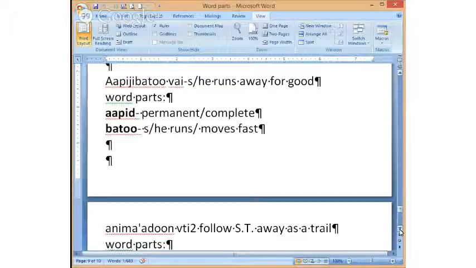And then wait. Okay, no, never mind. I'm good.